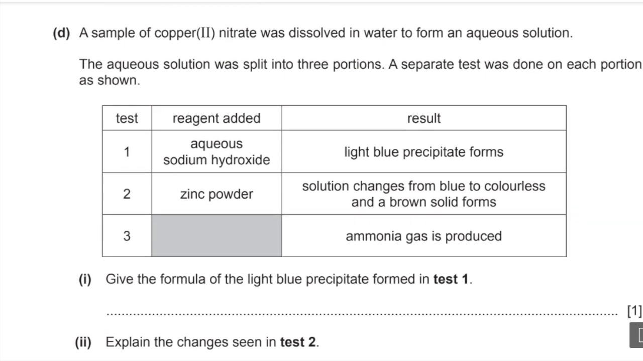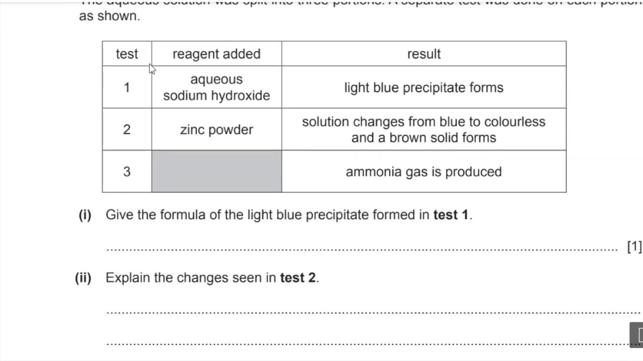D. A sample of copper nitrate was dissolved in water to form an aqueous solution. The aqueous solution was split into 3 portions. A separate test was done on each portion as shown. Alright, so you have a few tests and their results.